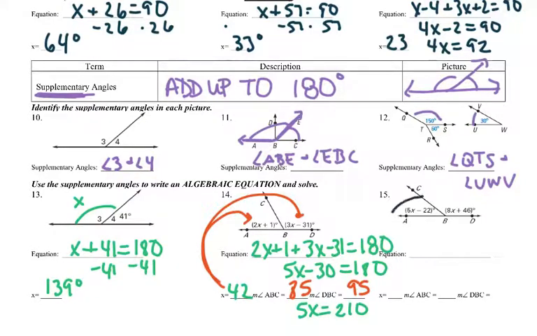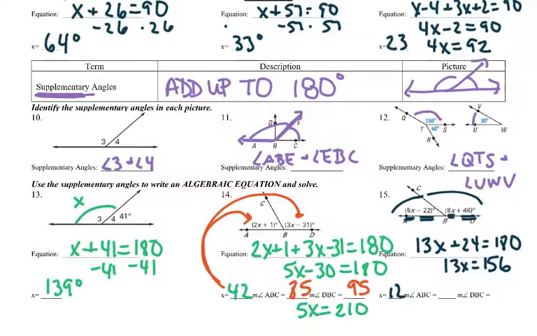Now if you would like, you can combine like terms out of the gate. You could say 5x plus 8x is 13x. Negative 22 and positive 46 is plus 24, equals 180. Subtract 24 from both sides, and then if I divide both sides by 13, x equals 12. Just like before, I got to plug that 12 in. So 5 times 12 is 60. 60 minus 22 is how I got 38. And if I plug it in here, 12 times 8 is 96. 96 plus 46 is 142.